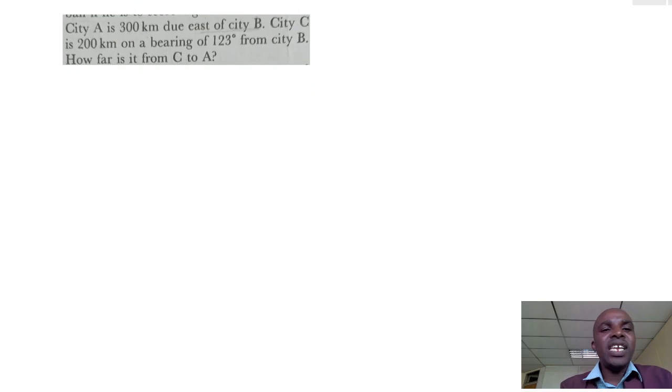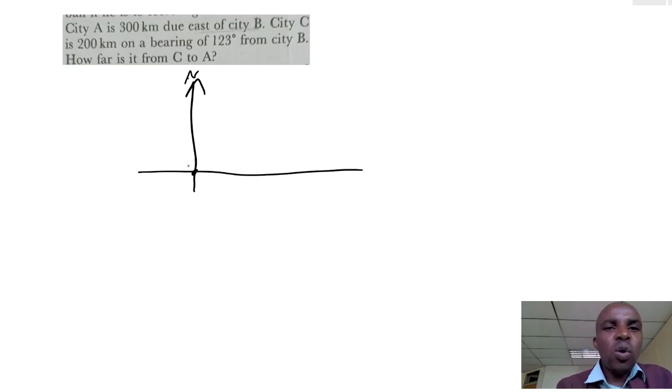So they said we have seat A, that is 300 kilometers due east of seat B. So from this point here is seat B. I have to draw my north at the from point. And this one is due east of seat B, which means my A is somewhere here. Due east means 90 degrees from the north. Please take note of that part. So I put my right angle like this. So if my seat A is somewhere here, the distance is 300 kilometers. So it's statement by statement, angle by angle.